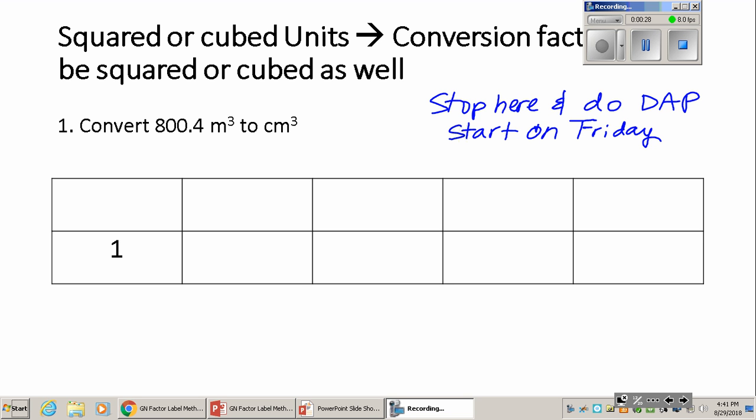When you're looking at this problem, what you want to do first is decide, is this a one-step problem or a two-step problem? You see the base unit in the problem, and remember, when you see the base unit in the problem, that is a one-step problem.